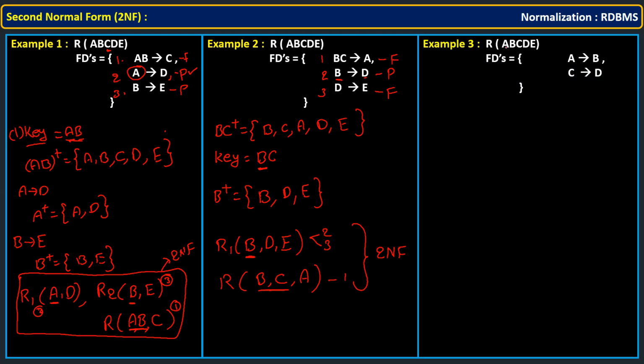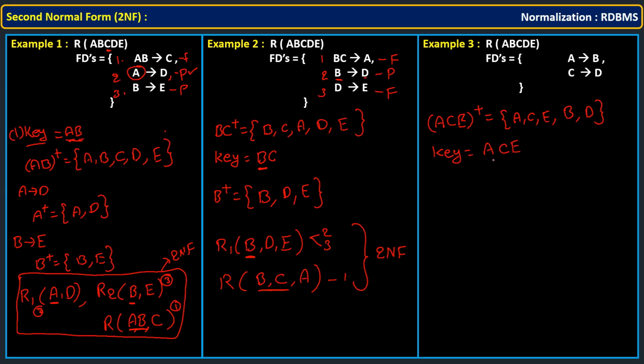Here, if you observe, a total of 5 attributes are there. What is the key first of all? A is not in the RHS, B is there, C is not there, E is not there. So if you find the ACE closure, what is going to happen? A, C, E, and then A derives B, C derives D. So that means this is the primary key, so the key is A, C, E together.